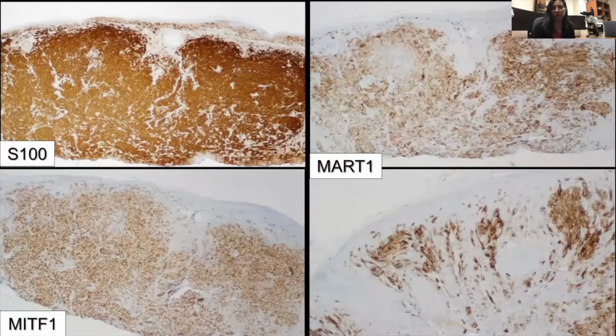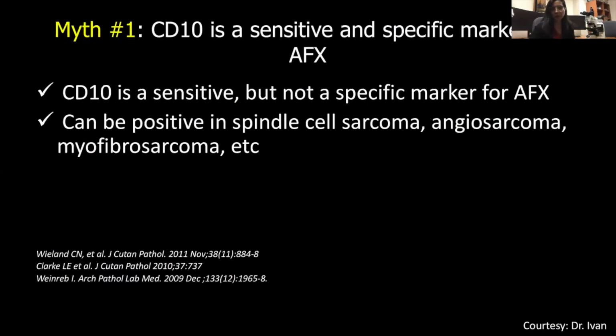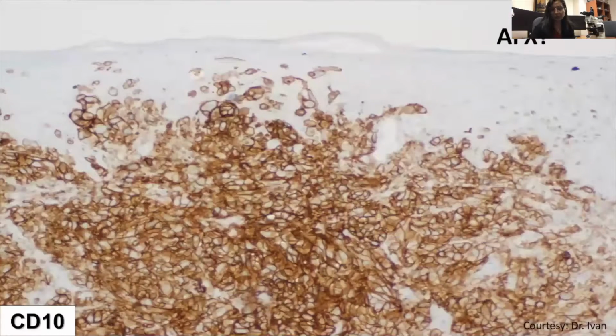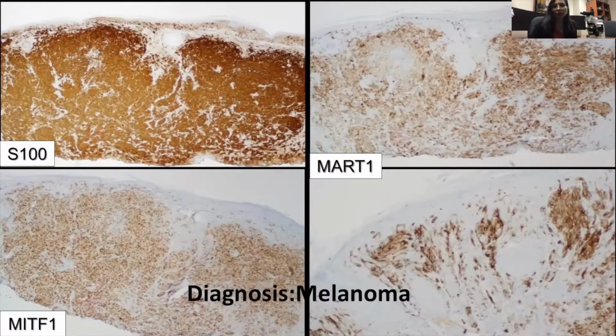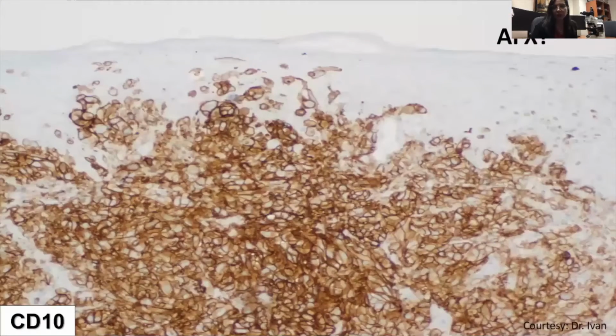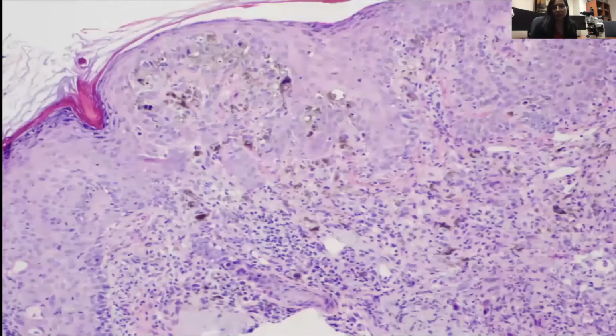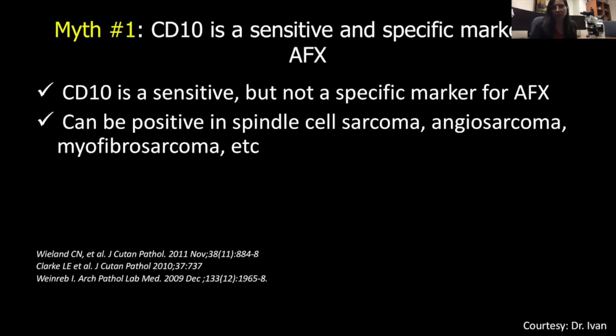So what can it be? It looks like melanoma, right? We have pigment, and all the melanocytic markers are positive. So the diagnosis is melanoma, right? So melanoma can be positive for CD10. Keep that in mind, because as you know, CD10 is usually associated with AFX, atypical fibroxanthoma, but it can be positive in melanoma. So CD10 is not specific for AFX, it can be shown as an aberrant expression in melanoma.